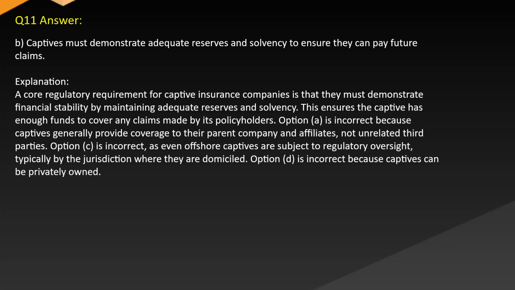Option A is incorrect because captives generally provide coverage to their parent company and affiliates, not unrelated third parties. Option C is incorrect as even offshore captives are subject to regulatory oversight, typically by the jurisdiction where they are domiciled. Option D is incorrect because captives can be privately owned.